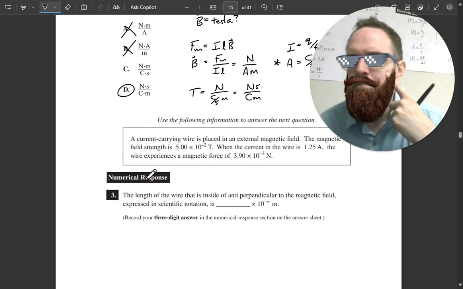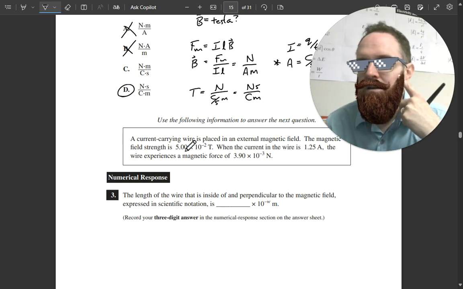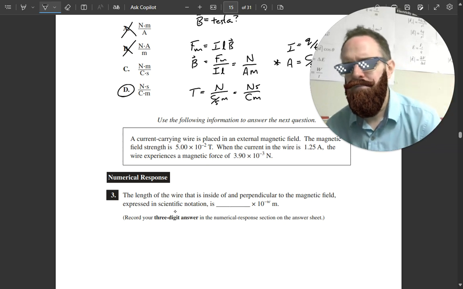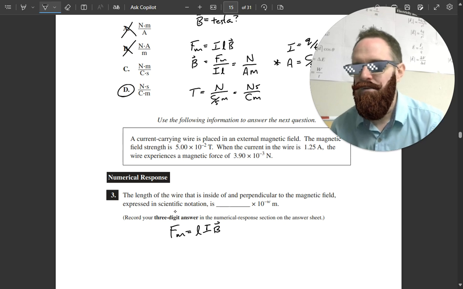Okay, so we got a current carrying wire here. The magnetic field strength is this. The current is that. The wire is perpendicular. The length of the wire. Okay, so this seems pretty easy. FM is equal to ILB. Okay, I didn't say that in that order, but that's fine.